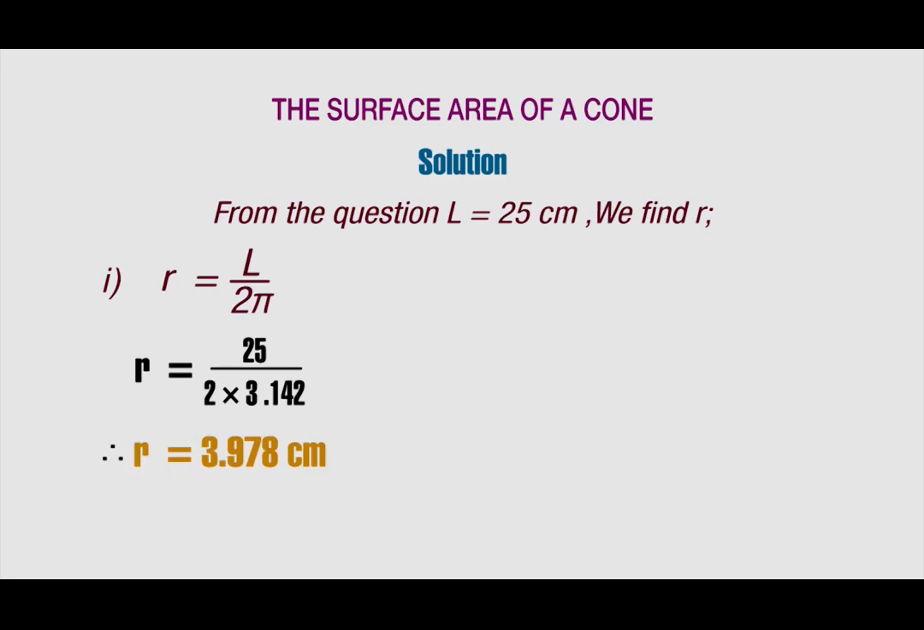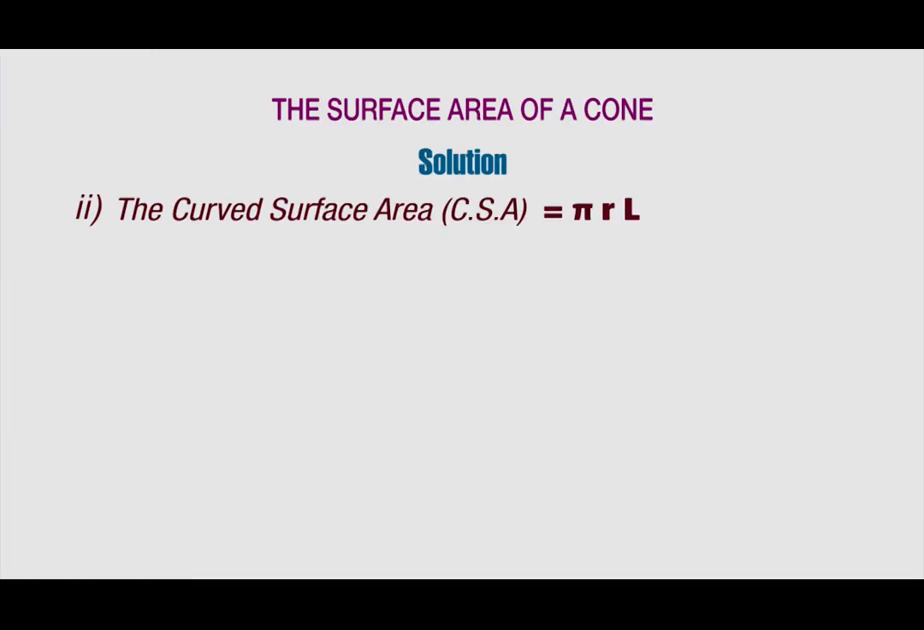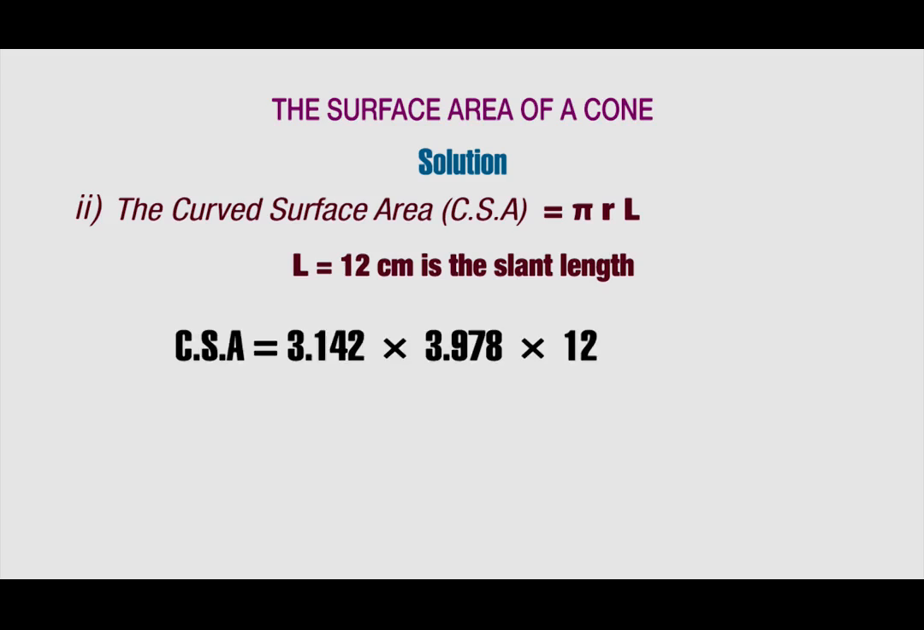3.978 centimeters. Now we can find the curved surface area using our formula pi r L. We know L is 12 centimeters, which is the slant height. Therefore, our curved surface area is equal to 3.142 multiplied by 3.978 multiplied by 12. And that will give us 149.987 centimeters squared. That's great.